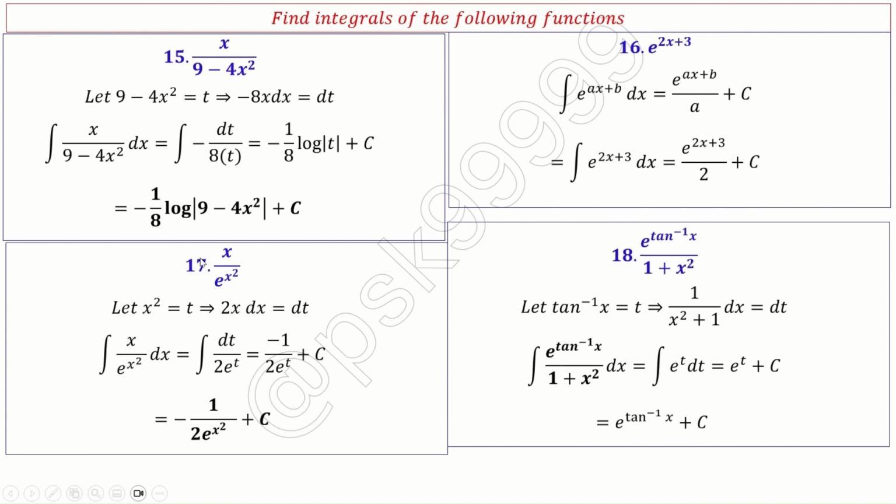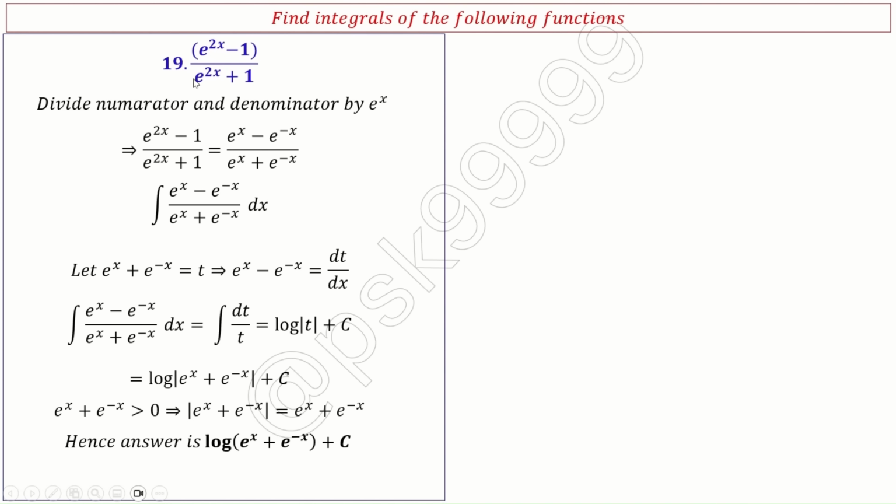Yeah, x by e to the power of x square, very simple. If you take x square as t, then you get 2x dx as dt. So this is as simple as substituting numerator with dt and denominator with e to the power of t. Okay, 1 by 2 you will get because you get a 2 here. Okay, so that's next.